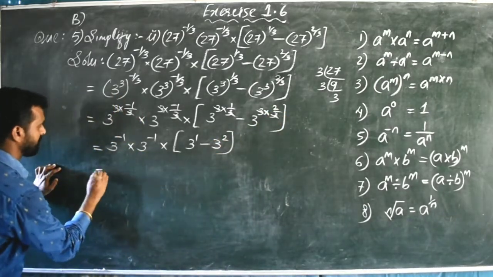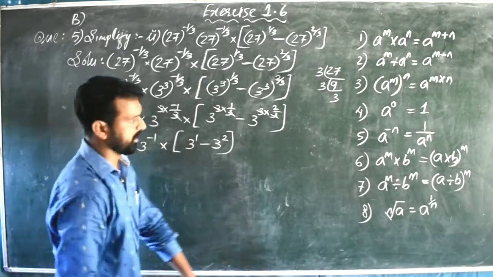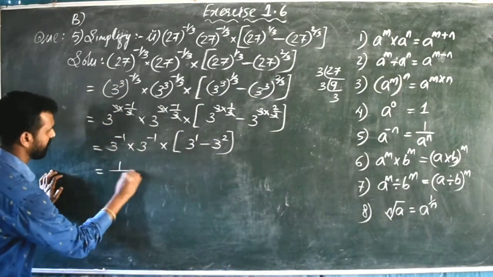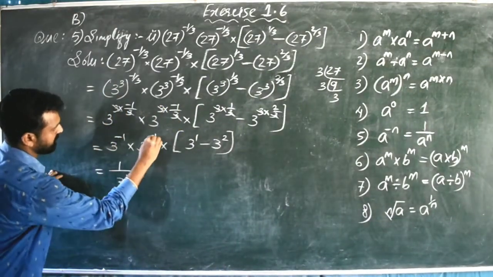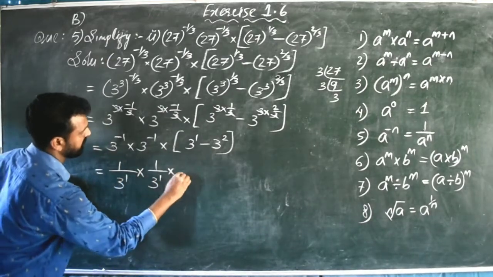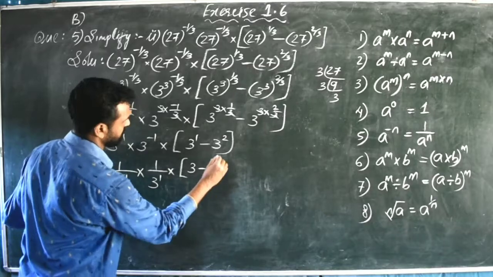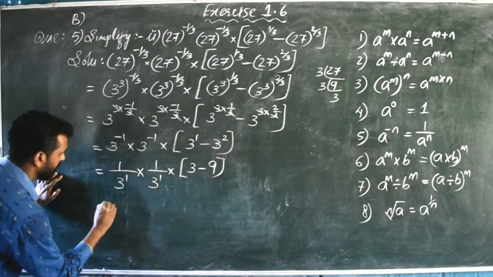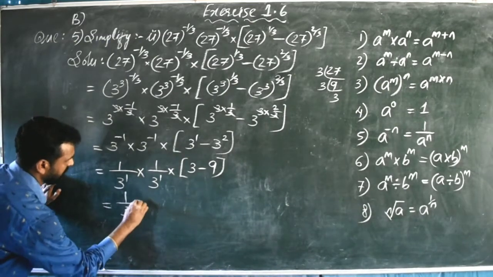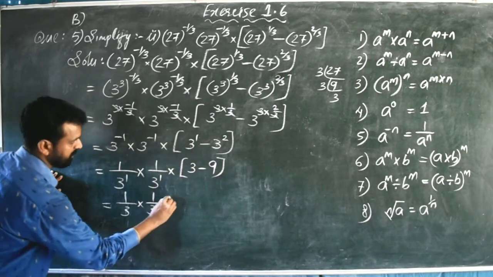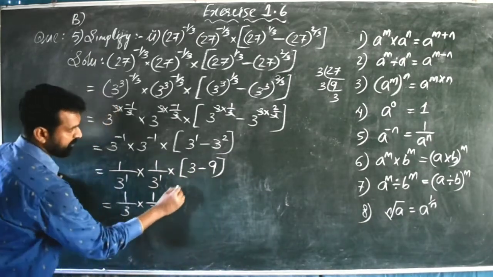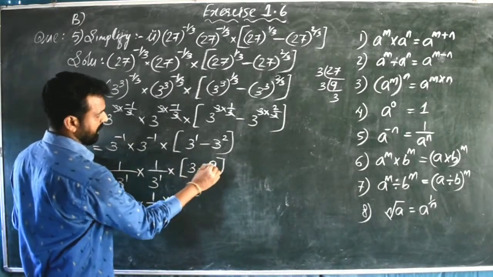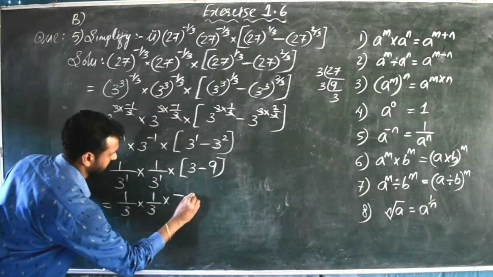Then that is equal to 3^(-1). We can use this formula: a^(-n) is equal to 1 by a^n. So it is 1/3^1 into 1/3^1 into 3 minus 3 squared. 3 threes are 9. Then that is equal to 1/3 into 1/3 into 3 minus 9. One is positive, one is negative, so we subtract and put the sign of the largest number. So it will come minus 9 plus 3, minus 6.